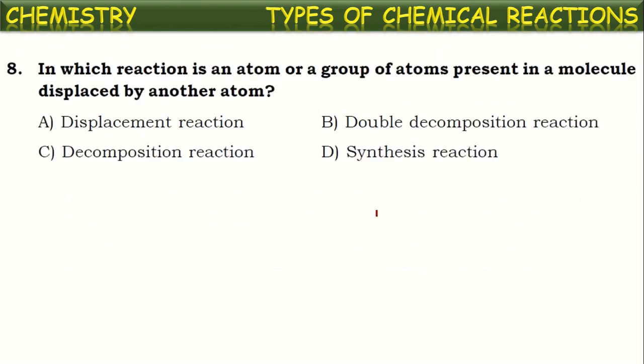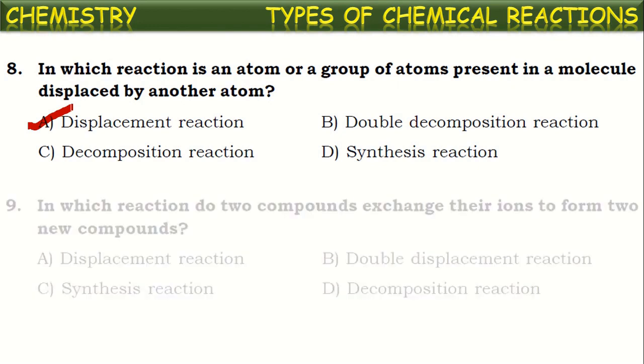Okay, next one. In which reaction is an atom or group of atoms present in a molecule displaced by another atom? In certain chemical reactions, one atom will be displaced by another more reactive atom from its compound to form a new substance. Such reactions are called displacement reactions. Generally, more reactive elements displace less reactive elements from their compounds in the aqueous form so that they form new substances.